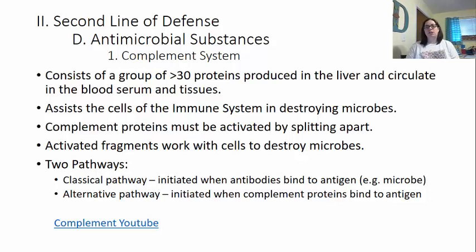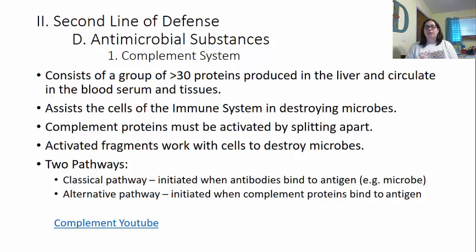One way they can do this is they can weigh down the microbe or the invader, causing them to slow down so your immune system cells can get close enough to destroy them. It's kind of like if a football team has a really good player and you have more and more people jumping on them to slow them down. That's kind of like what you see here with the complement.